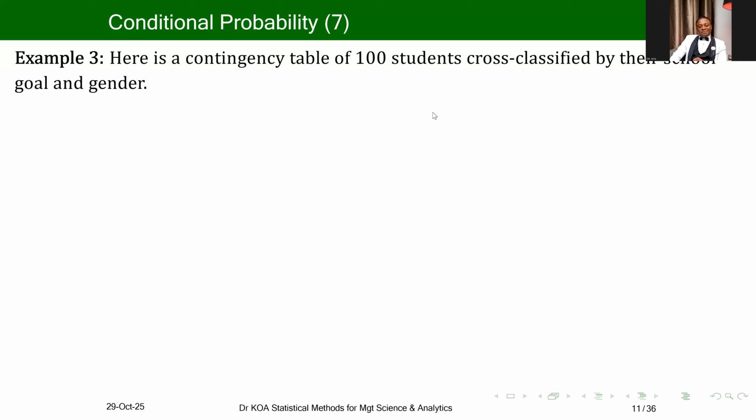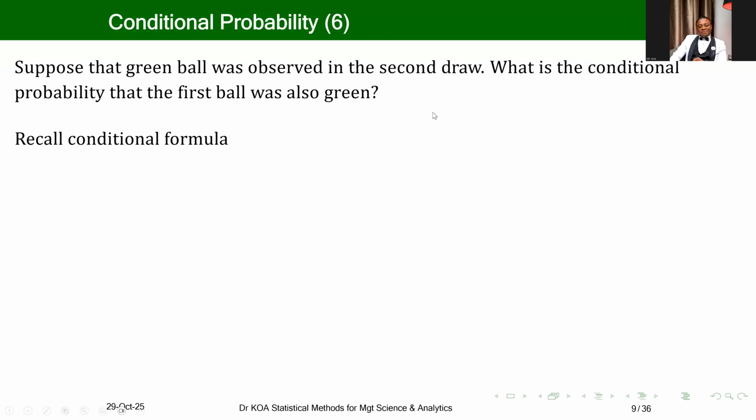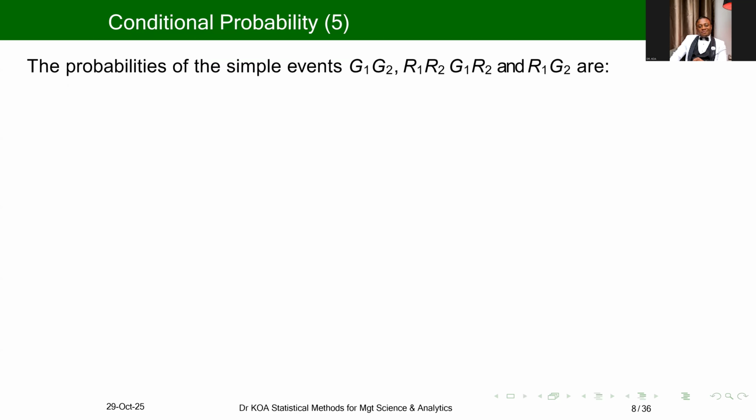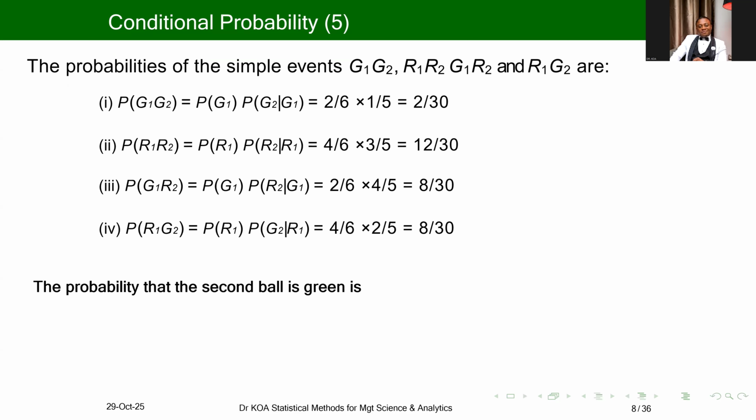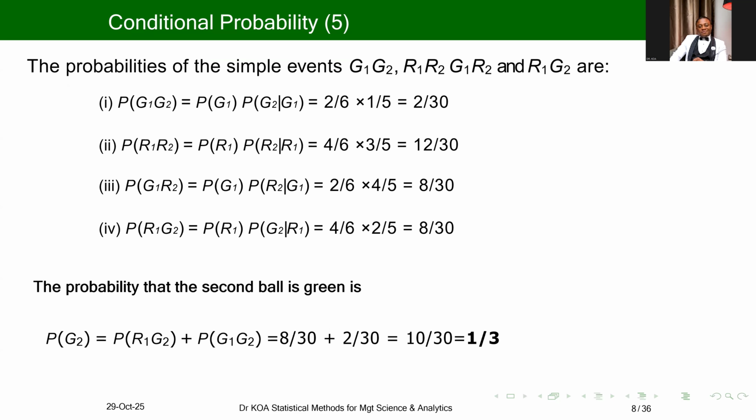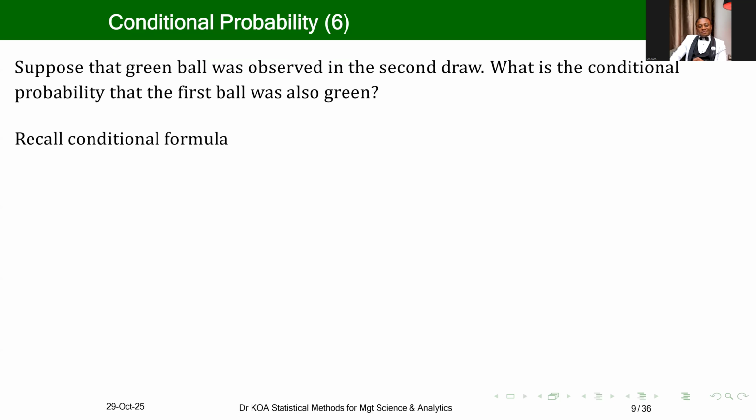So the last time we were looking at conditional probability. Let me just remind you where we ended. We were looking at the green balls being drawn. I hope you remember this question, the red and green balls. We ended by calculating all of the probabilities, and we also computed this conditional probability.